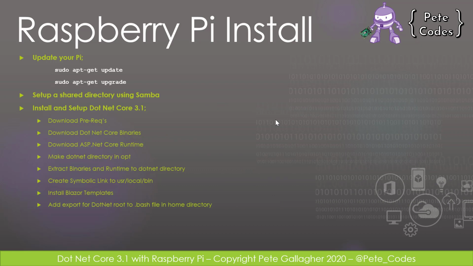And then there's a bunch of steps we need to do. There's a couple of prerequisites. There's a couple of libraries that are missing from the Raspberry Pi distro of Linux. And then we need to download the .NET Core and ASP.NET Core binaries and runtime. And then we need to do some linking up. We need to move these binaries into a directory and then link that directory to our own profile. And then because we're going to look at Blazor, we install some Blazor templates. And then because the symbolic link is only persistent in the session we're in, we also need to modify the .bash file so that every time we start up our Pi, those symbolic links are made again. And then if everything's working, we should be able to do a dotnet --info.